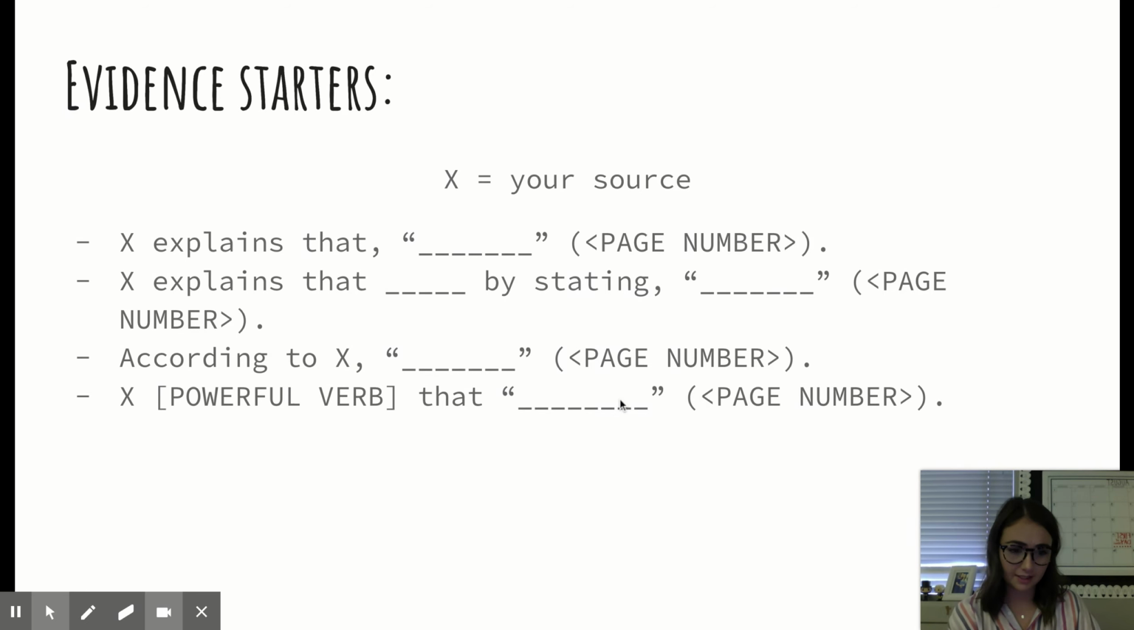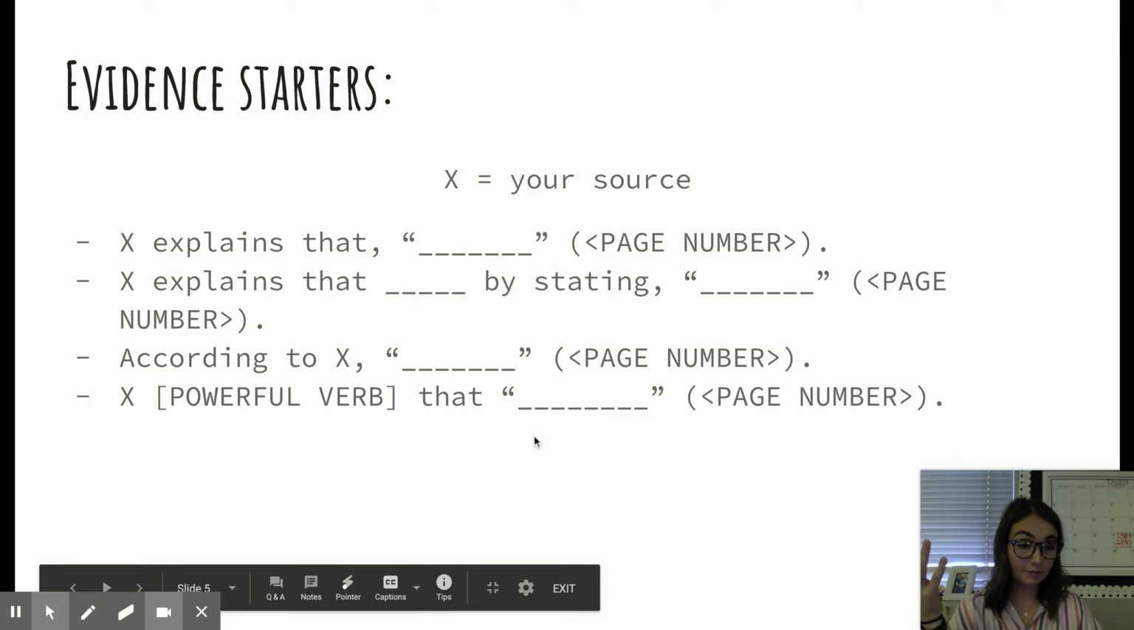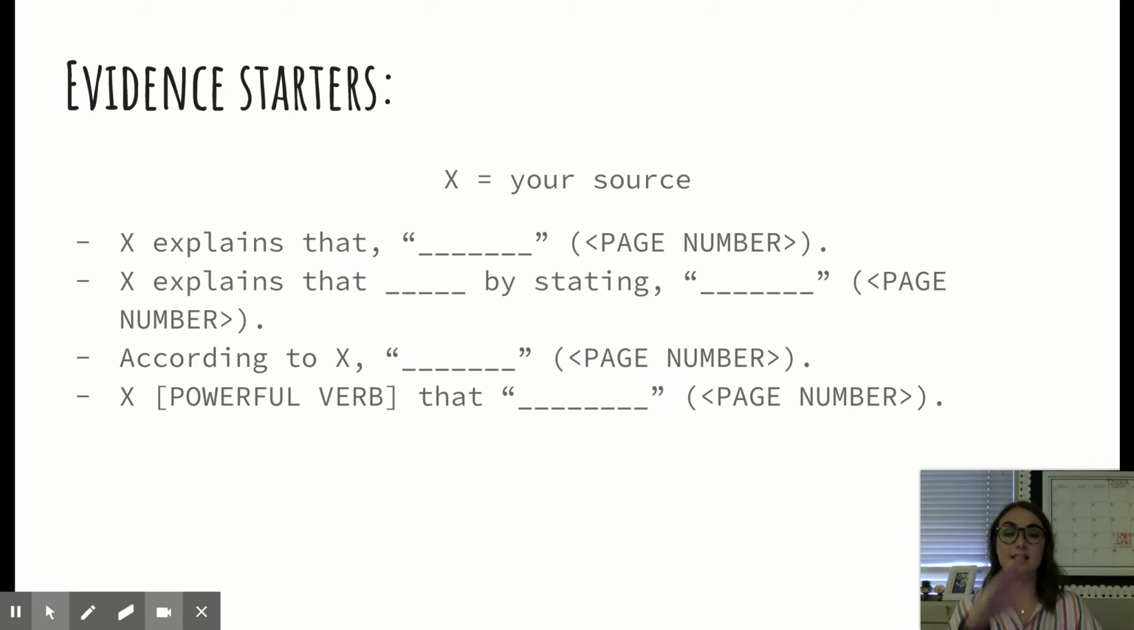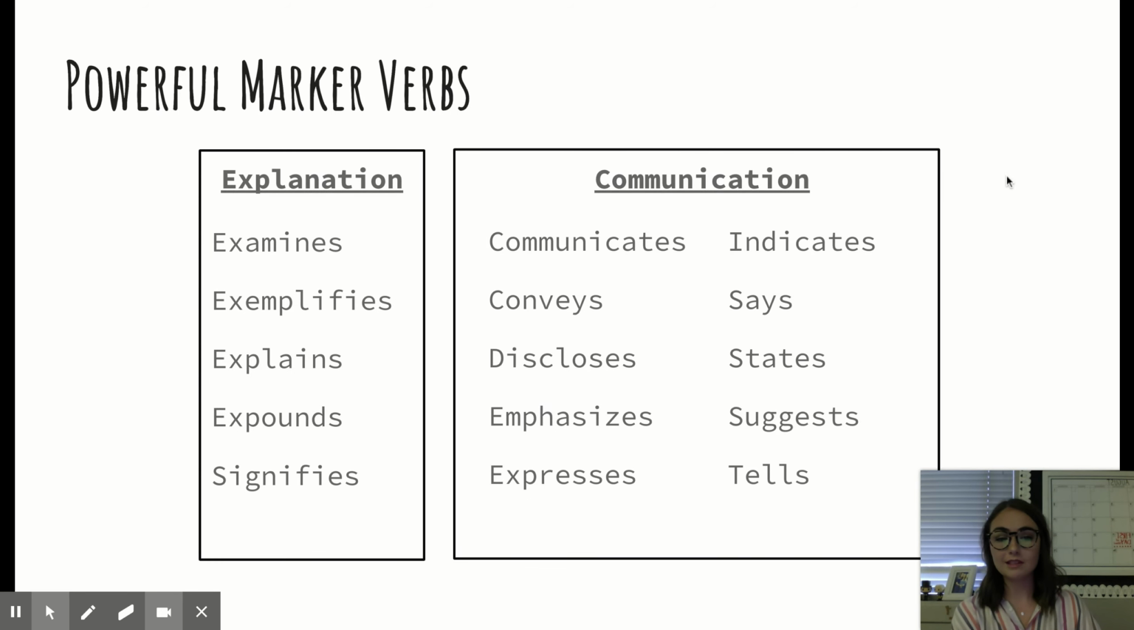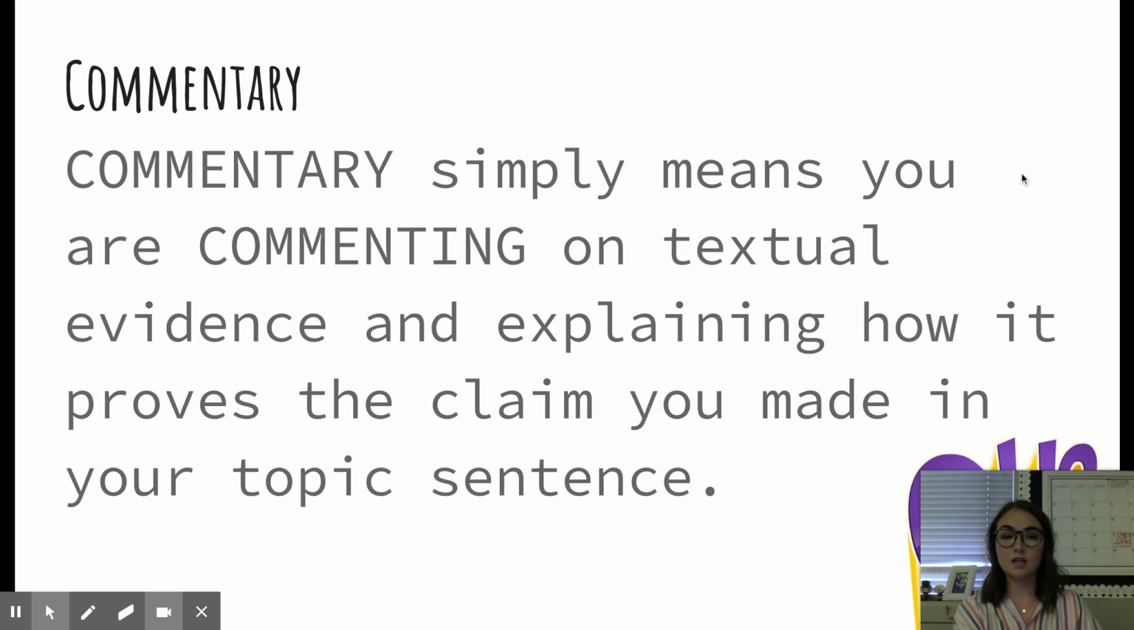You'll learn that you can mix these up, and these aren't set in stone. But if you have no idea how to put evidence in a paragraph, this is a good place to start. If you know how to put evidence in a paragraph, you don't have to use an evidence starter, but this is just a good place to start, and it gets your brain going in the right direction. If you need to pause the video at this point and make sure that you write all these in your notes, you can do that. But I'm going to move on to commentary.